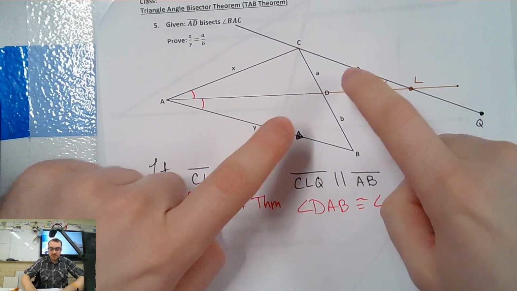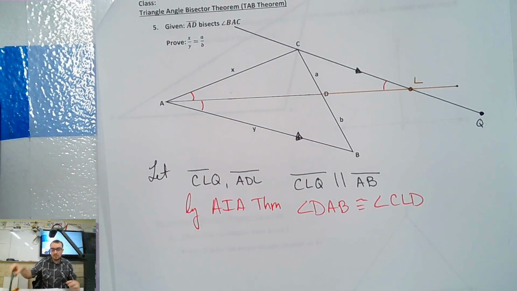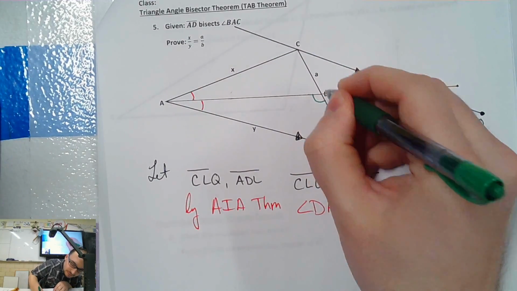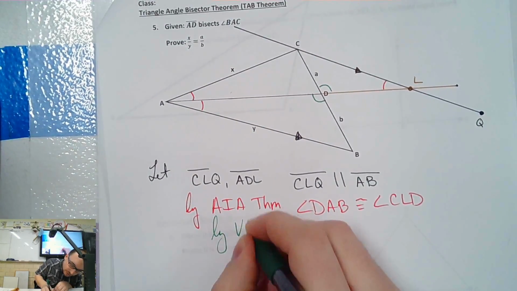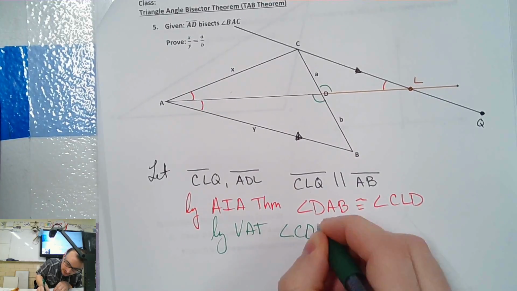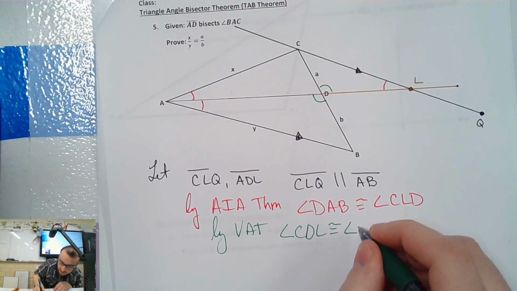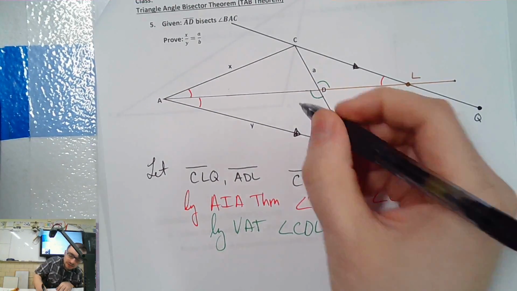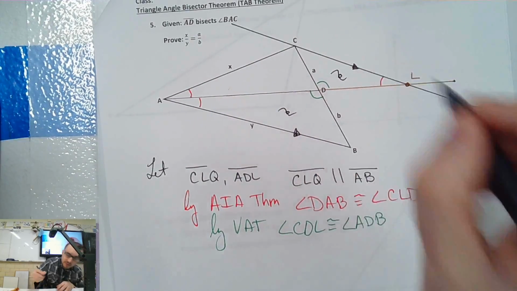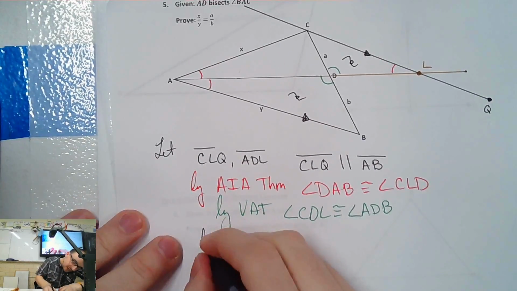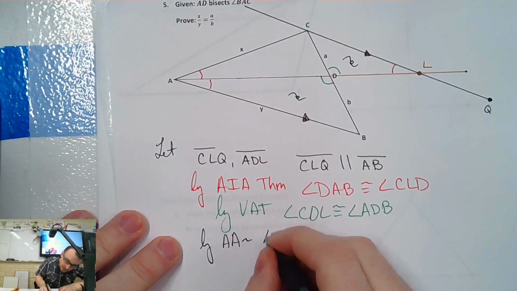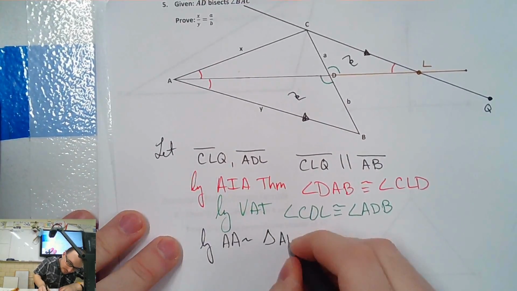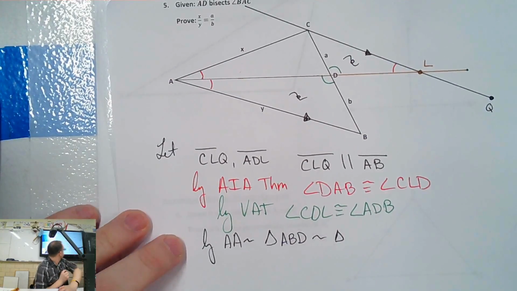Now, it's one set of angles that's going to get these two guys to be congruent, or similar. Where's my other set of angles that I can get? Vertical, right? Here and here. So by vertical angles theorem, angle CDL is congruent to angle ADB. So now we have two sets of angles, and if we have two sets of angles, that means these are similar triangles, by angle-angle. So I'm going to write that by angle-angle similarity, triangle ABD will be similar to the other triangle.